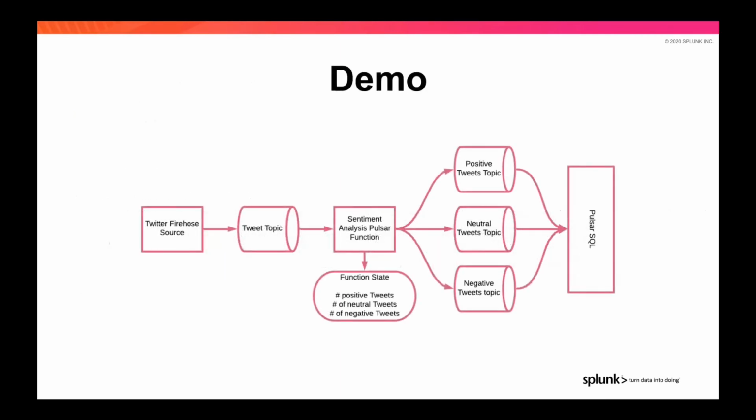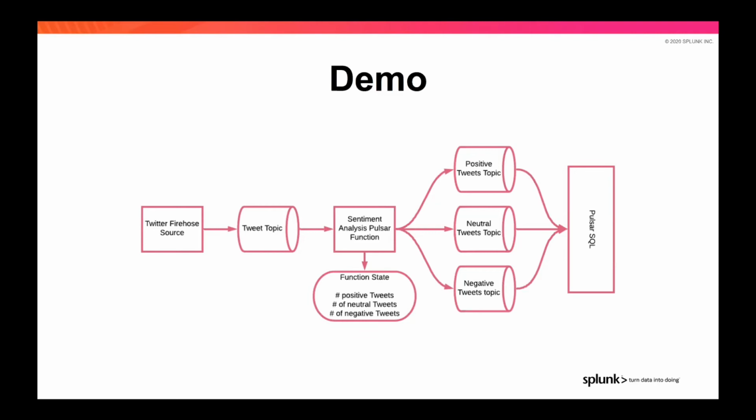So now I want to get to the more interesting part, which is actually showing you some of this cool stuff. I have a demo set up right now in which I have this pipeline deployed, with a Twitter fire hose. This uses the Pulsar IO Twitter fire hose source. It's going to write retweets from Twitter into a tweet topic. I then have a sentiment analysis function using Pulsar Functions deployed, which will classify the tweet as a positive tweet, a neutral tweet, or a negative tweet, and then route them to the respective topics.